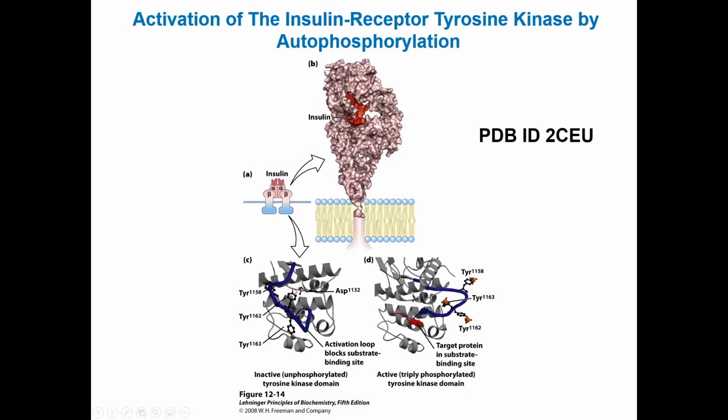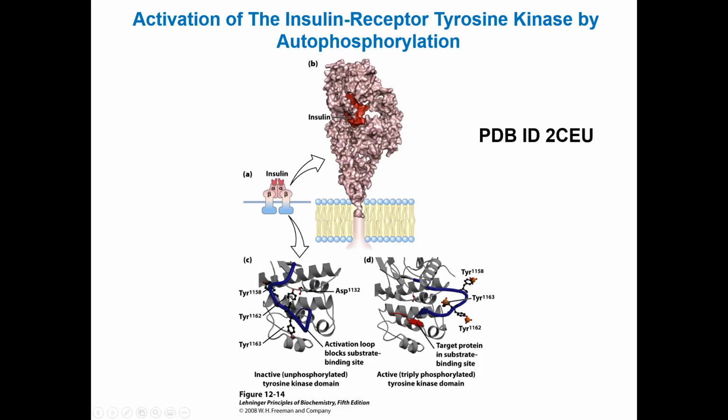Red color is the oxygen of that tyrosine. And then tyrosine 1163. So those are the 3 tyrosine residues that exist like that in the inactive state of the insulin receptor. Particularly this tyrosine 1162 is hydrogen bonded to an aspartate residue, aspartate 1132. And that hydrogen bonding keeps this activation loop, shown here in blue, in this place.